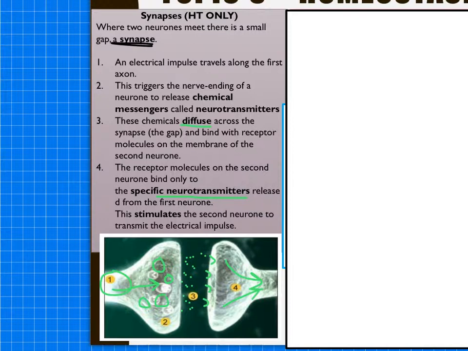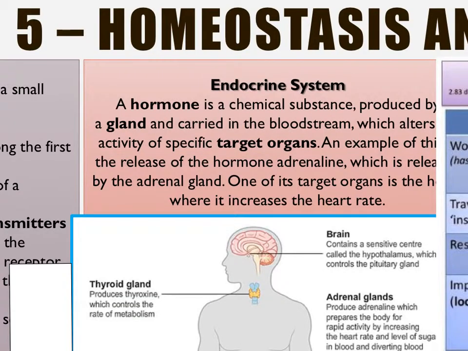So it's going from an electrical impulse in 1, and then at 2, this triggers the neurons to release the chemicals, called chemical messengers, called neurotransmitters. 3, they diffuse across that gap, and then 4, the receptor molecules on the second neuron bind to these specific neurotransmitters, and then it stimulates the second neuron to continue to transmit that electrical impulse. So the nervous system is quite a quick way of responding to changes in your environment.